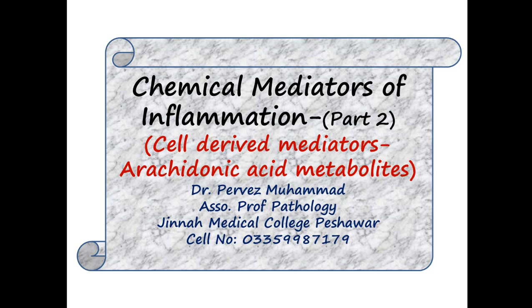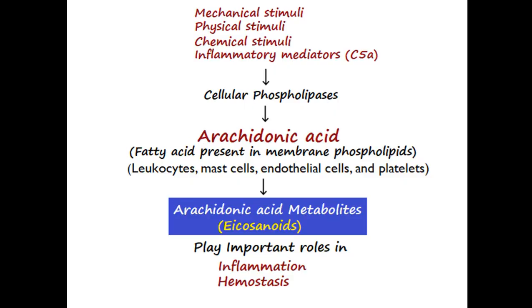Cell derived chemical mediators are further divided into those mediators that are preformed and already present in the cells in the form of granules, and during inflammation they are released. The other type of cell derived chemical mediators are those that are timely synthesized. By that we mean that they are not present in the cell, but when inflammation occurs at that time they are synthesized and they play their role in the inflammatory process. And the most important of these timely synthesized mediators include the arachidonic acid metabolites.